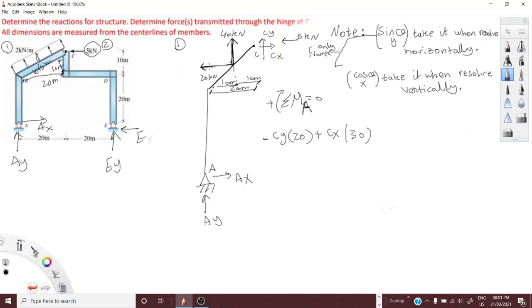And we are left with the 20 kilonewton, which is minus 20 kilonewton, counterclockwise. And we remember that this distance is 10 meter, the half of it is 5 meters, plus 20 meter, which is 25 meter. And we are left with the 40 kilonewton, going counterclockwise, 40 kilonewton times 10 equal to 0.